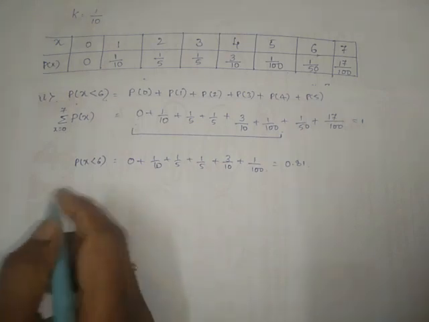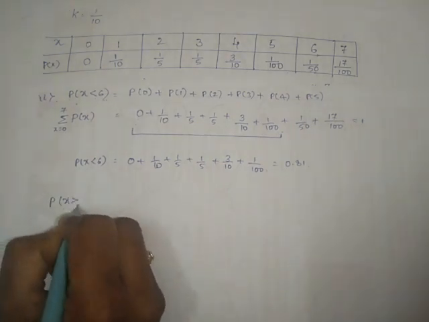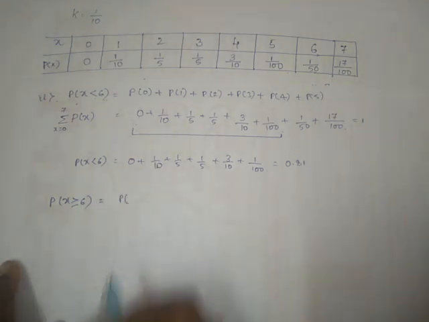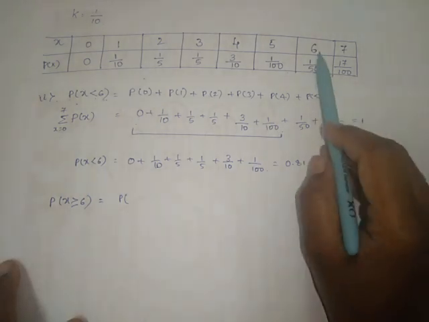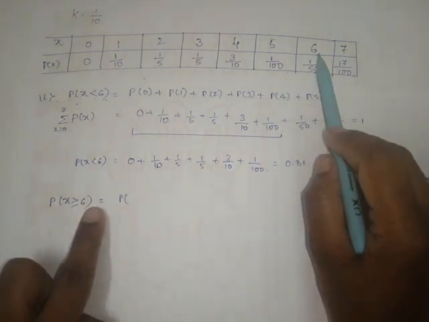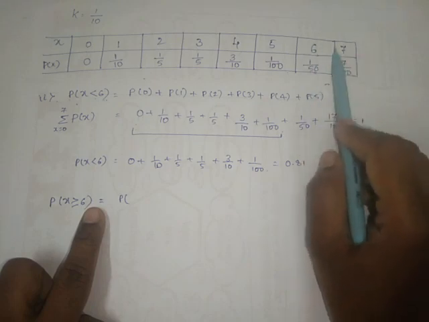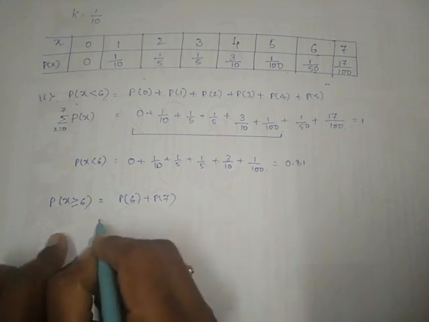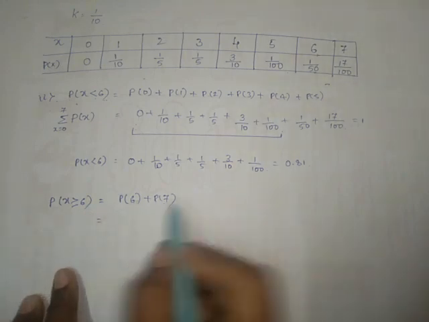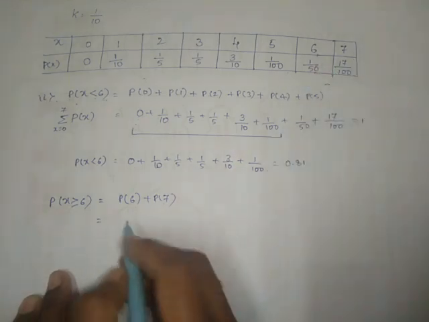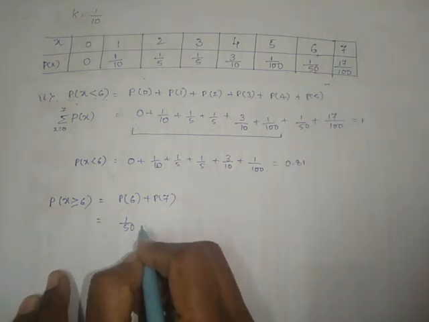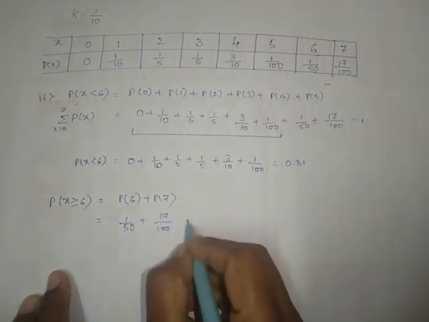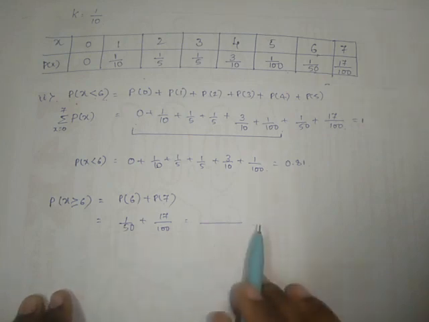Next, P of X greater than or equal to 6. Greater than or equal to 6 means what values do we have to consider? 6 will come and then 7. P of 6 plus P of 7. Here we can add these two values. Let me show you two methods to solve this. 1 by 50 plus 17 by 100. This result will give the answer.